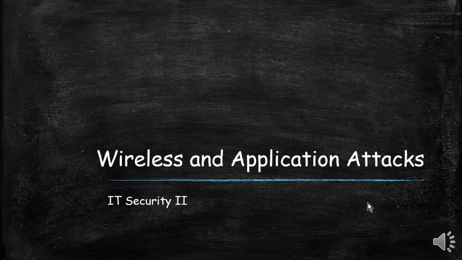In the previous unit, we discussed all different types of attacks in very vague terms. But now we get into a little bit more specifics. We're going to talk specifically about how wireless networks can be attacked, or wireless devices can be attacked, not just networks, but also devices. And we're also going to talk about how to attack at the application layer, how to attack specific applications. So let me advance the slide here.